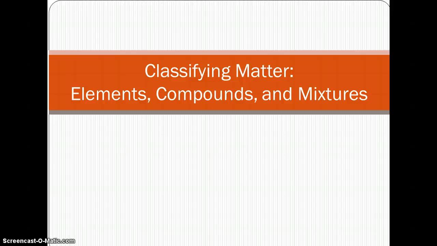Today we're going to be talking about classifying matter into elements, compounds, and mixtures. These are three different things that we're going to talk about a lot this year.